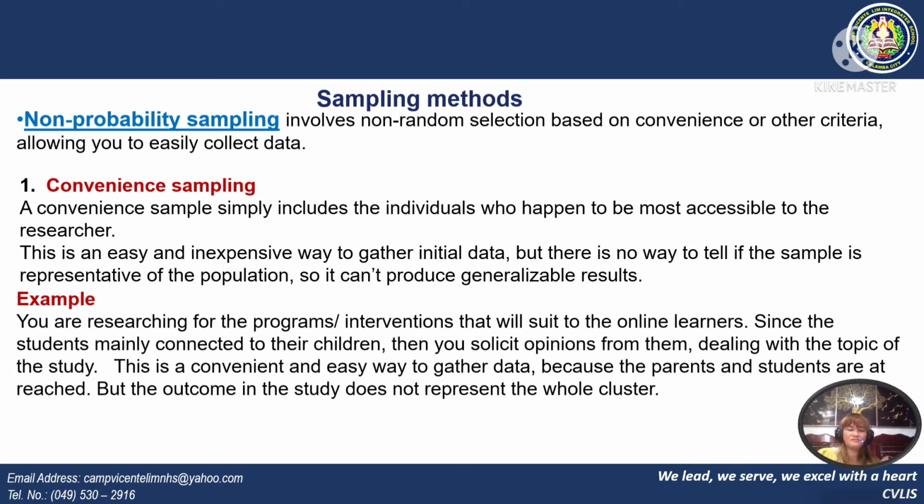For example, you are researching programs or interventions that will suit online learners. Since the students are mainly connected to their parents, you solicit opinions from them dealing with the topic of the study. This is a convenient and easy way to gather data because the parents and students are within reach, but the outcome of the study does not represent the whole cluster.